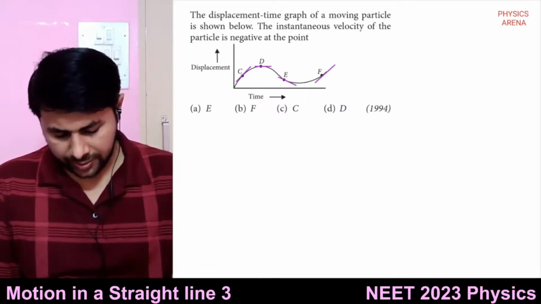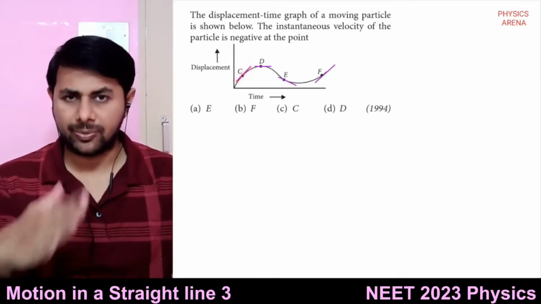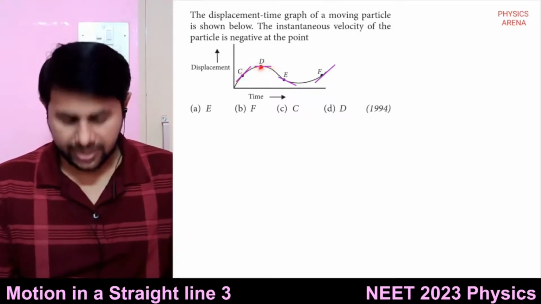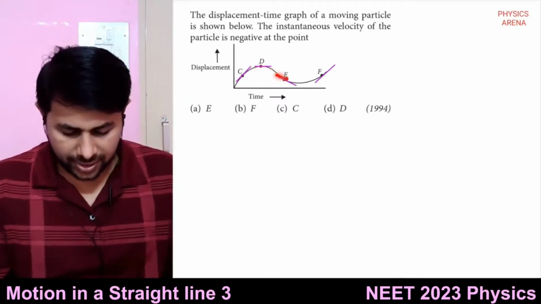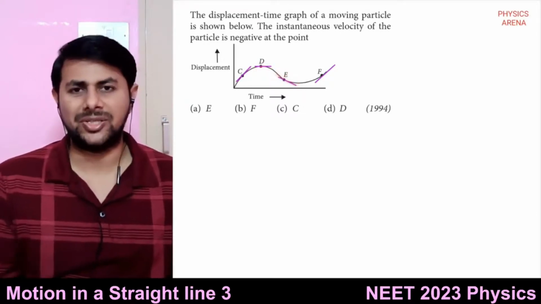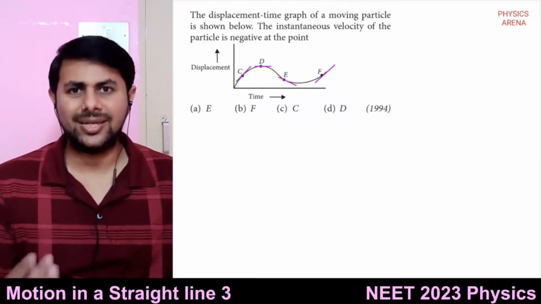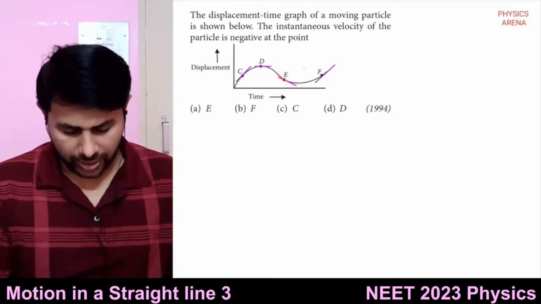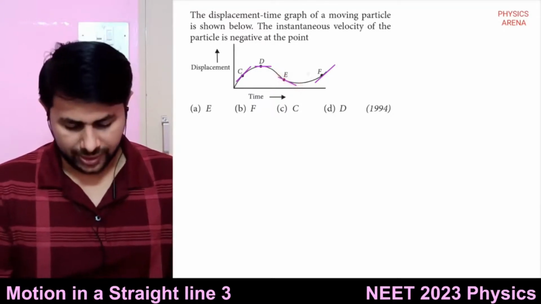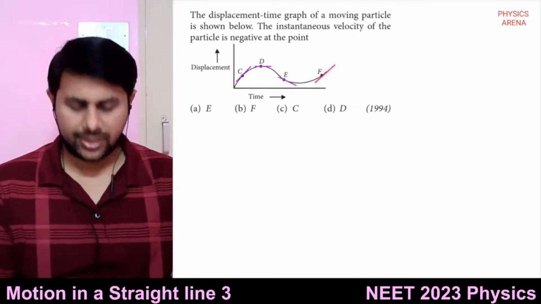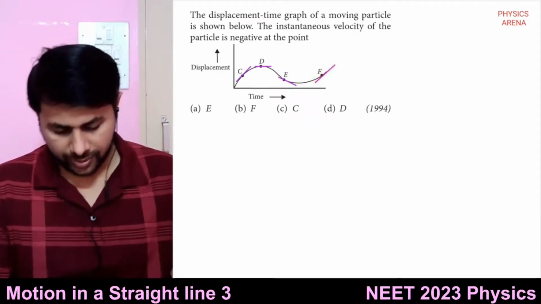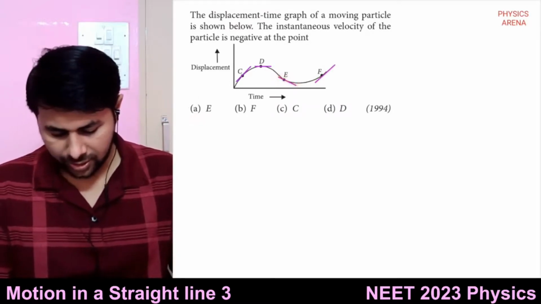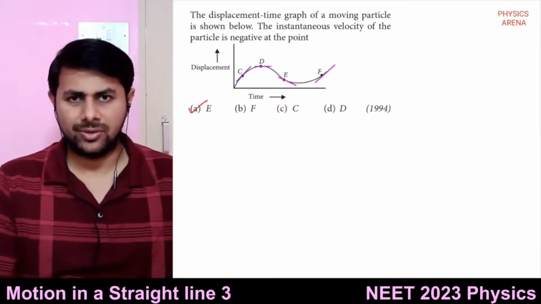You can see here this tangent is slanted upwards, that means the velocity is positive. This one is horizontal, that means at this point the velocity is 0. This one is slanted downwards, so at this point the velocity is negative, right? And that is what is asked in the question. So our answer is point E. This one is slanted upwards, so here also velocity is positive. So answer is point E. So E is in option A. So option A is the answer. Simple.